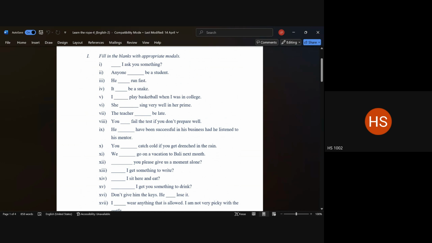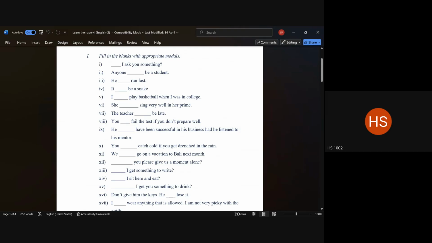Again, this is indicating what? Possibility. Some kind of possibility, right? Anyone may be a student. Yeah, correct. Okay, now we go to the third one. He dash run fast. He can run fast. So that is again what? Ability. Yes. Then what else can you add here? He could run fast, right? Yeah.